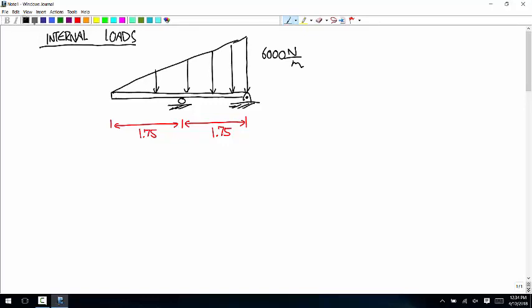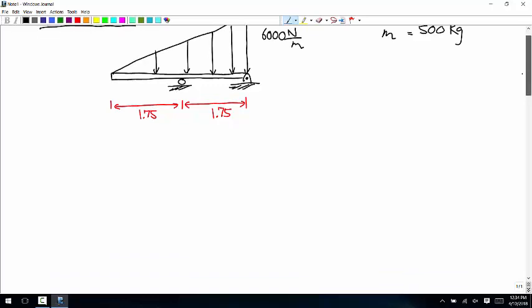And there's also a weight, 500 kilograms. So the mass of the beam is 500 kilograms. And we want to calculate the internal loads. All right, so first of all, this is a case where we have 2 different distributed loads. So a free body diagram of the whole thing looks like this. I'll call this RA. And then over here we have a vector RB.